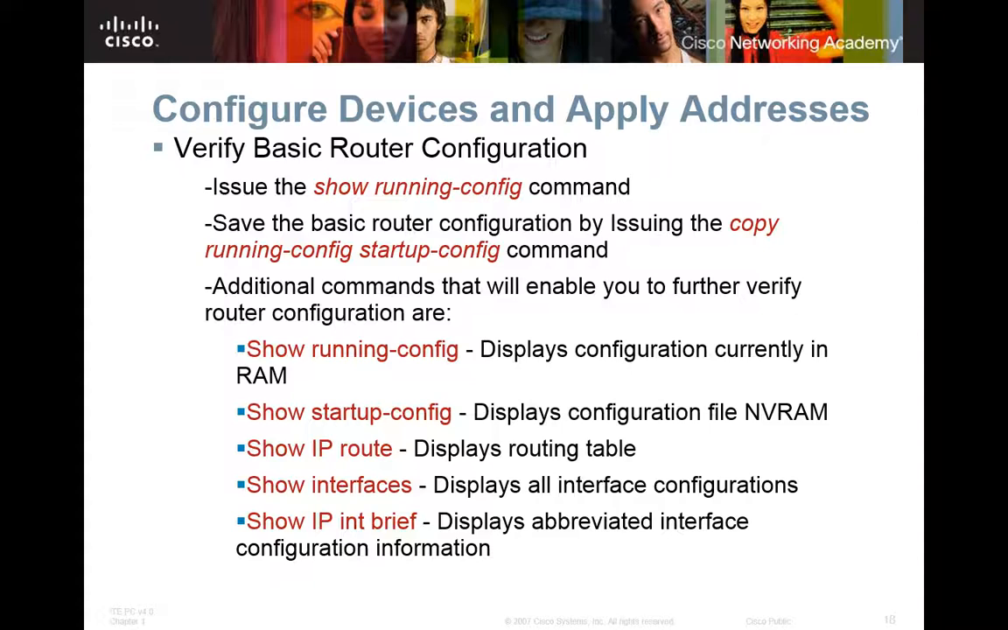And we just talked about the show run, show startup config. Show IP route will show you your routing table. Show interfaces will show all the interfaces and their connectivities and what IP addresses and all that stuff are on those. Show IP interface brief just gives you a smaller version of show interfaces. Okay?